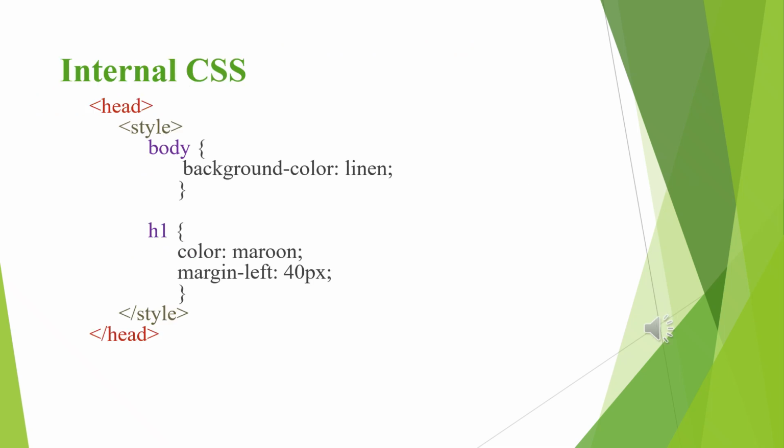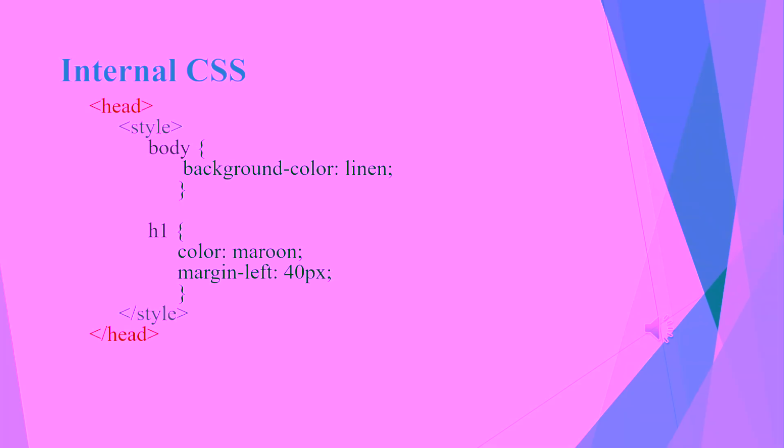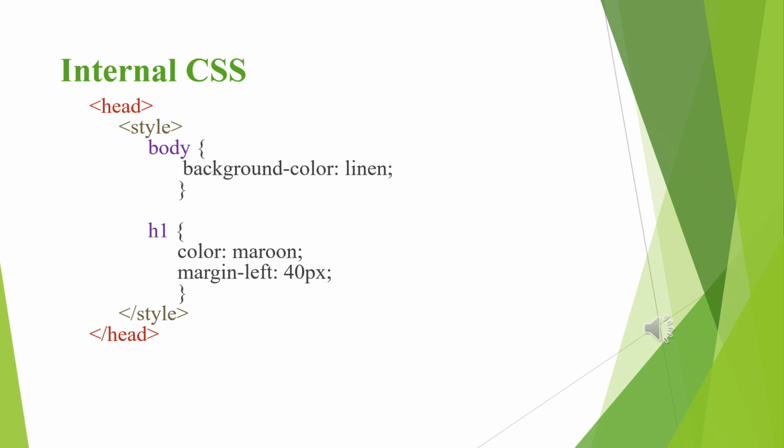Now, internal CSS. Internal CSS is written inside a style tag within the head section of an HTML document. Here we are mentioning the background color of the page and then color and margin of the heading. So it applies for the entire page. So here the background color is linen for the body and then heading color is maroon and then margin-left with the 40 pixel size. The advantage of the internal CSS is the styles apply to the entire page, easy for single page websites. The disadvantage is it cannot be reused across multiple pages.